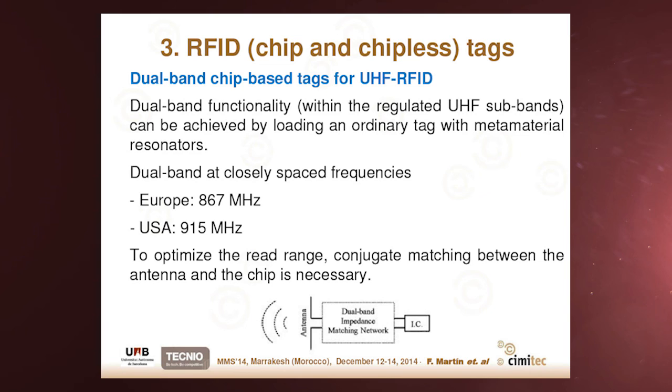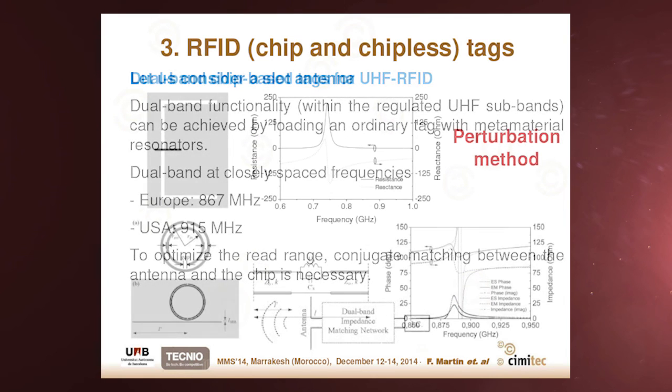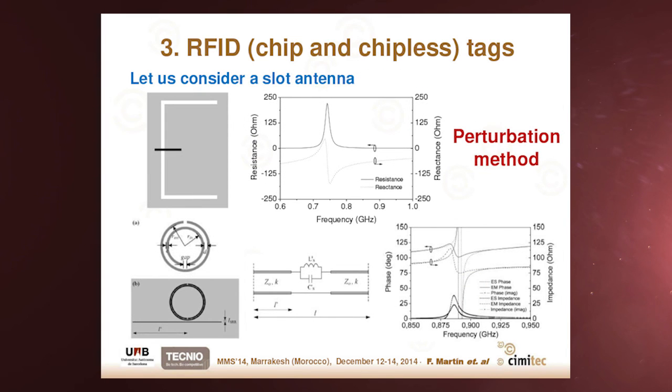Take into account that in the UHF band, the regulated frequencies worldwide are very close. For instance, in Europe, this is the frequency, and this is the frequency in the USA. So the idea is to implement a dual-band tag functional at these frequencies. How to do that? In order to obtain a good read range, it is convenient to achieve conjugate matching between the antenna and the chip, as is well known.